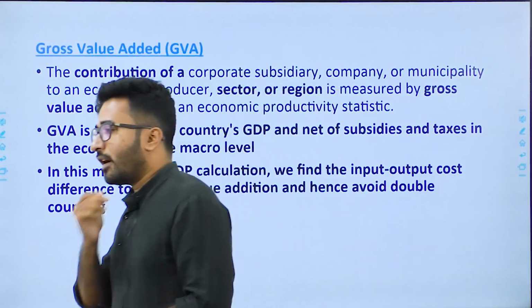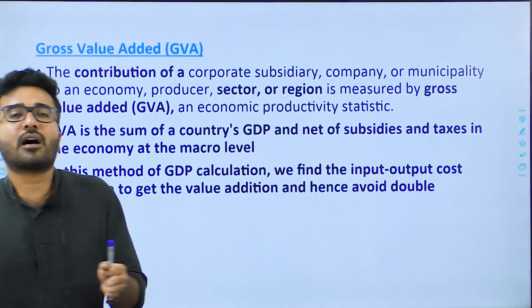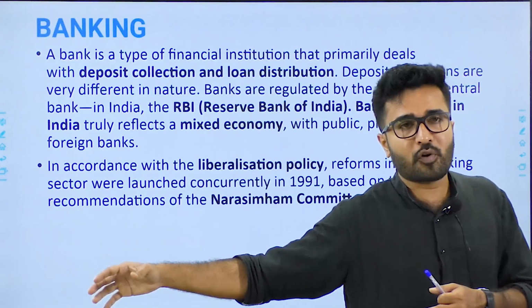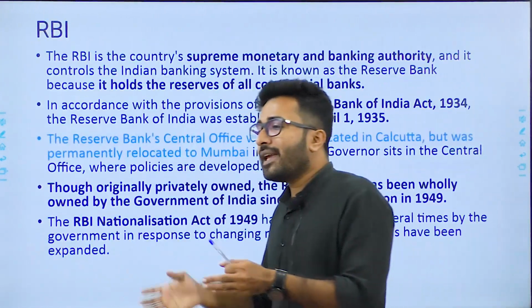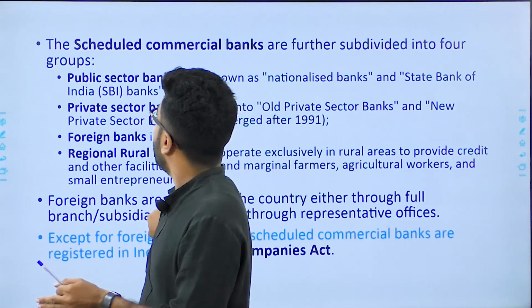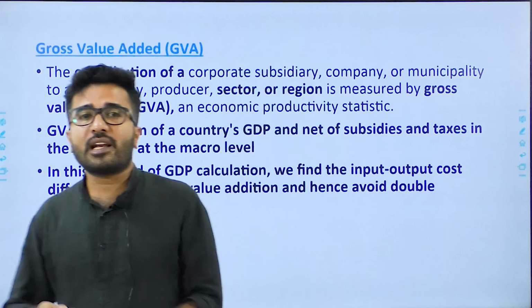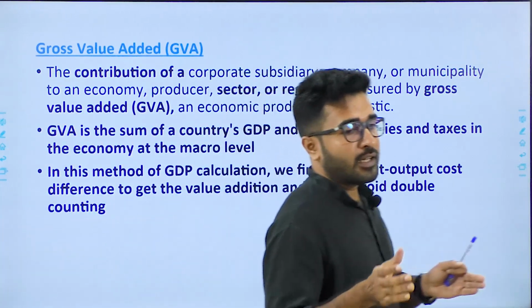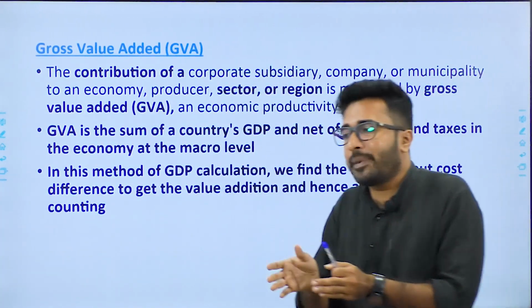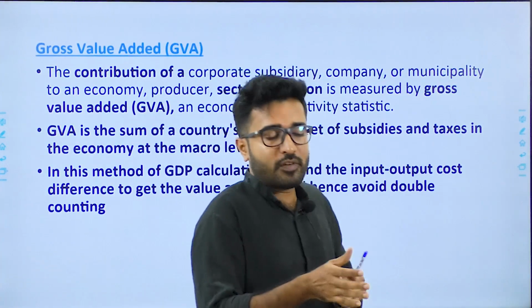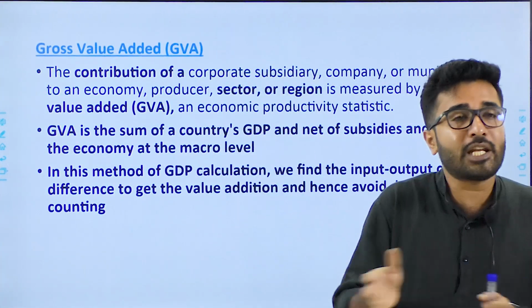For example, we are taking some raw materials, that's the input stage, then we are processing it and we are getting the output, factory output. Then finally, out of the final product, we will be taking the difference of the input cost as well.